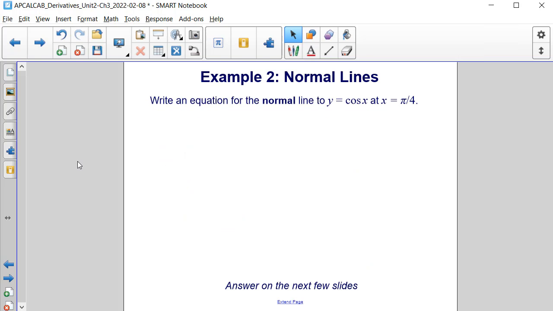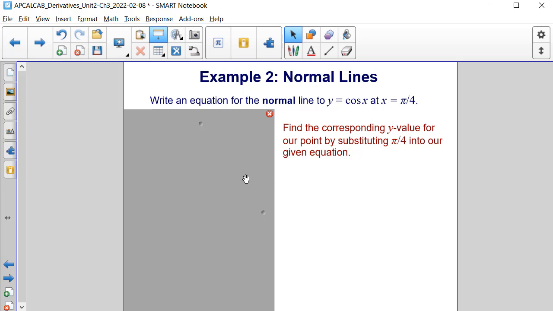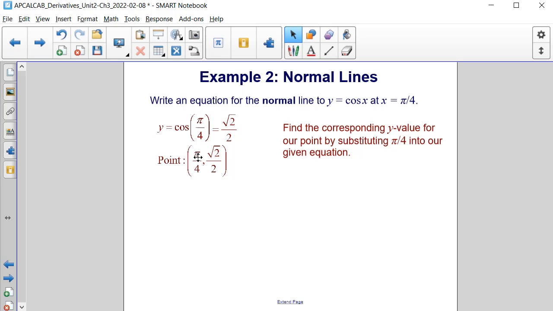Here's another example. Write an equation for the normal line to y equals cosine of x at x equals pi over 4. Begin by finding the corresponding y value for our point, or the x value given to us, by substituting pi divided by 4 into our equation. So y is equal to the cosine of pi over 4, which is positive square root of 2 over 2. Therefore, our point is pi over 4 comma square root of 2 divided by 2.